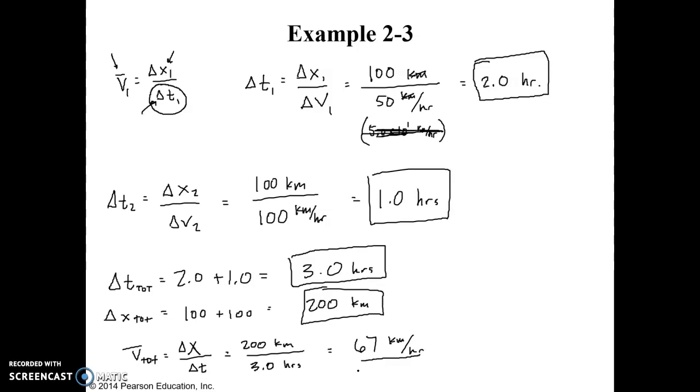So if your initial thought was, oh, the average velocity is 75, well, that's not correct. It's 67. And again, an argument could be made that this really should only be to one significant figure, so you might even round this to 70 kilometers per hour. Now, I just happen to believe the intention of the author was for this 50 to be exactly 50.